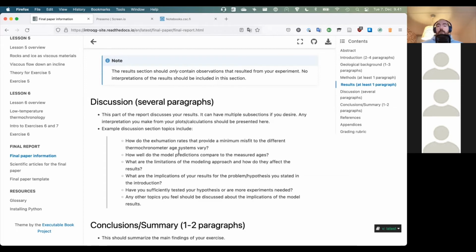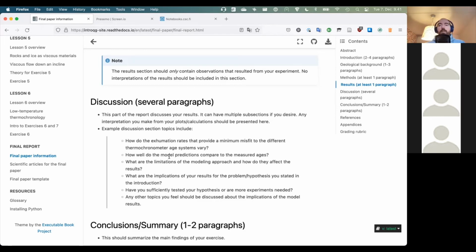And you could also comment perhaps on how well the model predictions fit the measured ages in general. Any limitations, like we're using a one-dimensional heat transfer model, but of course heat transfer is three-dimensional, so you can talk about limitations in the design of the models, and other drawbacks that would go there. Have you sufficiently tested your hypothesis for how you think things work, or do you need more experiments, and so on. So this can be a couple paragraphs just describing, now that you have your results, what do they tell us and what do they mean.